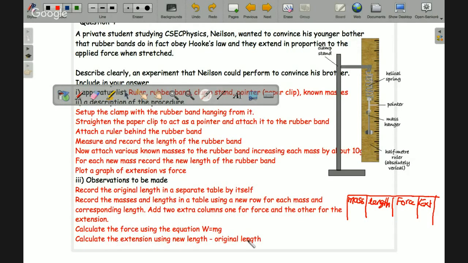And then when you finish this, you would tell them that you plot force versus extension and what to expect. Plot the force versus the extension. And it should produce a straight line.